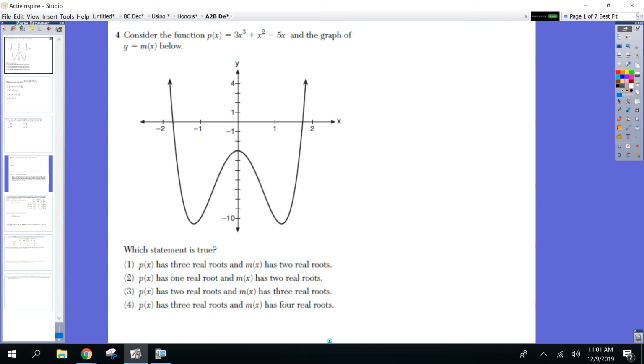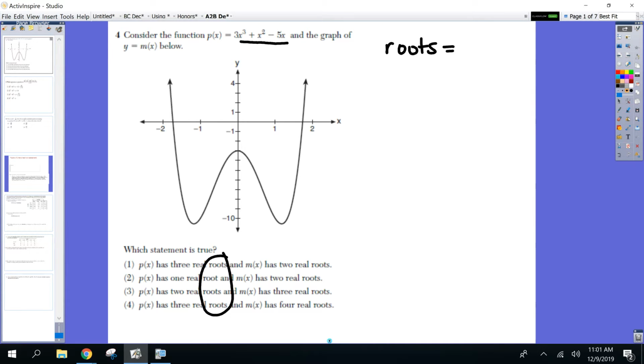You got 2 functions. You have this one, 3x to the third plus x squared minus 5x, and then you have m of x, which I've graphed here. We have to answer questions based on both of them. First question, because all these answers involve that term right there, the roots. Roots are another name for what? Another name for the roots?